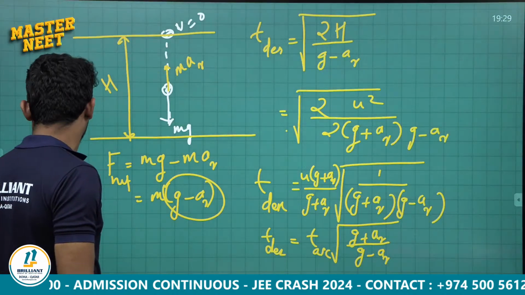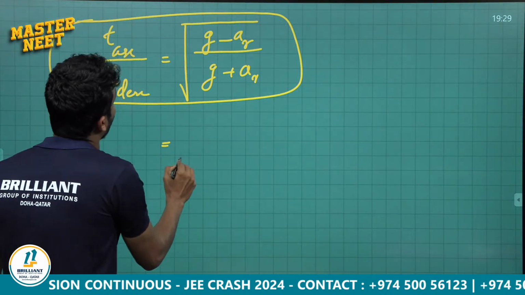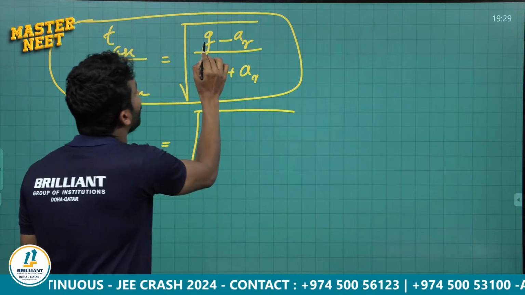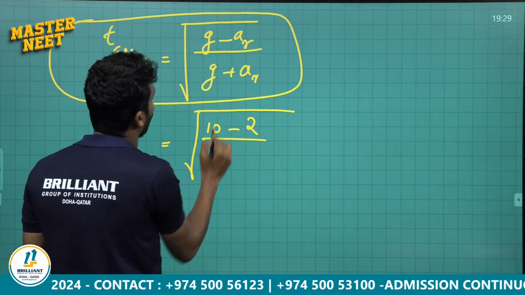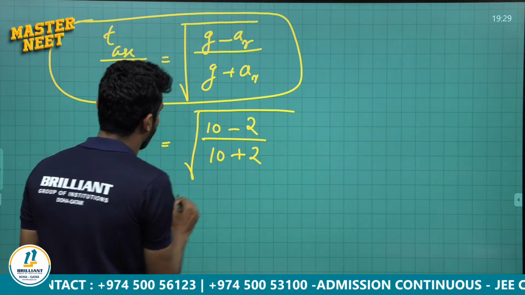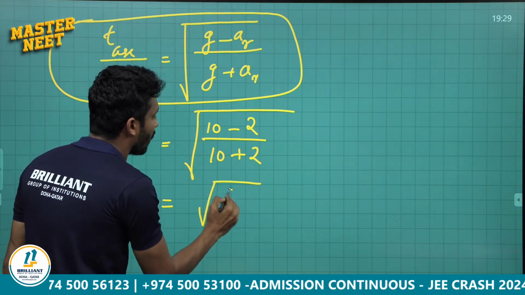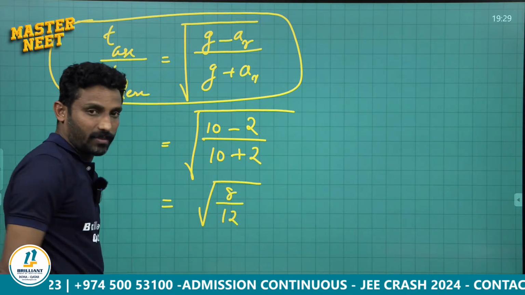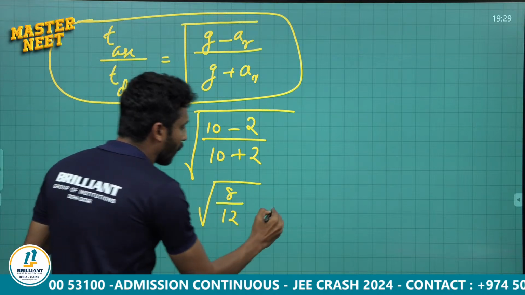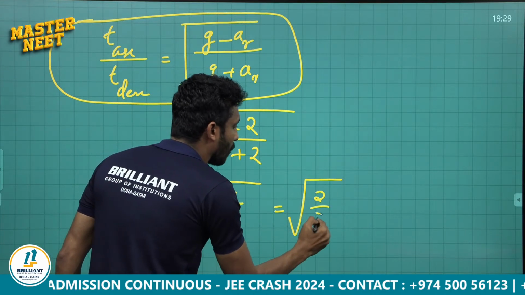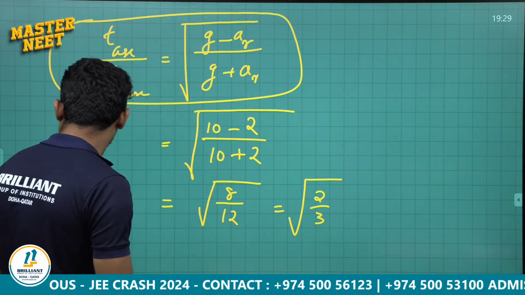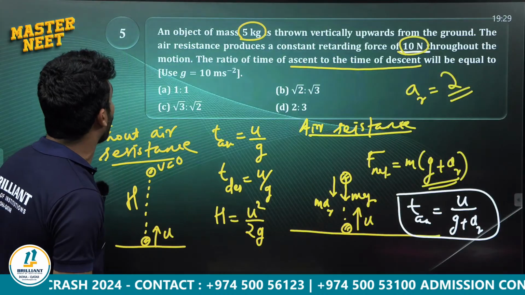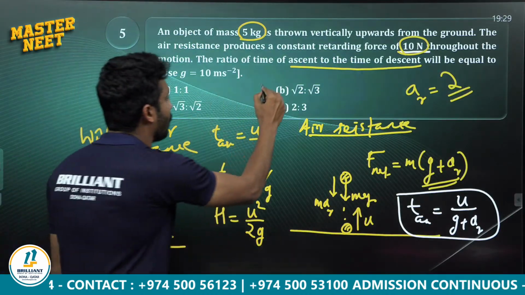Apply here. This one is equal to the root of G minus AR over G plus AR, where G is 10: 10 minus 2 divided by 10 plus 2. This is root of 8 divided by 12. Divide by 4, we get root of 2 divided by 3. So the answer is root 2 divided by root 3. Check the options here. The answer is option B only.